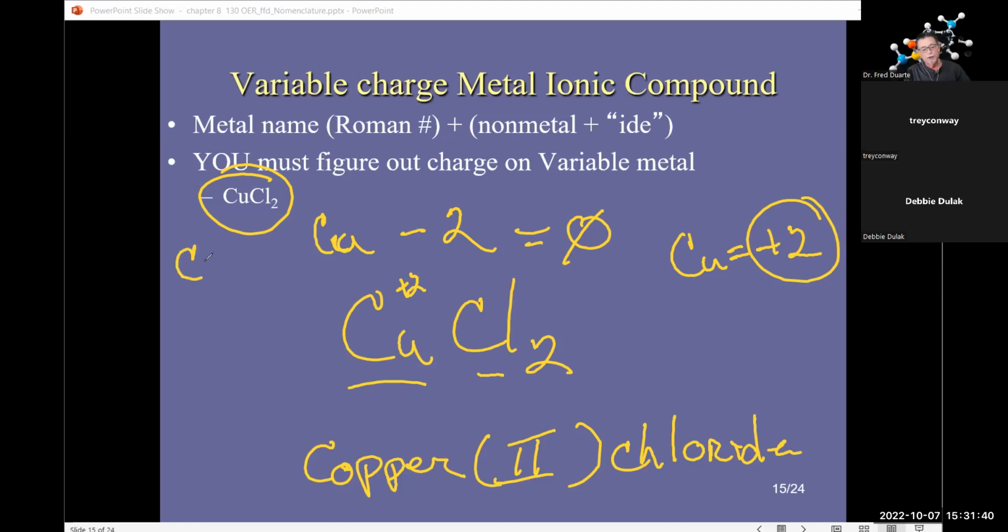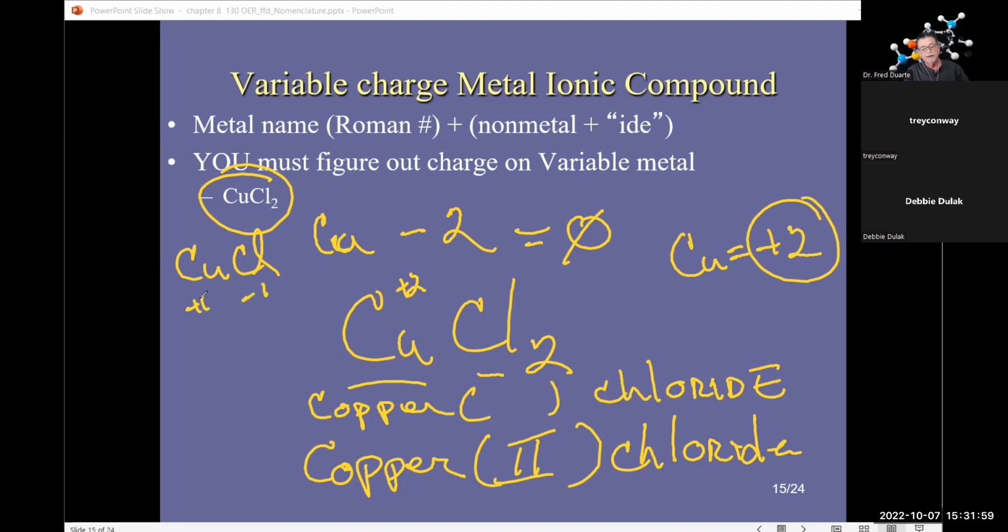If it were CuCl, okay, then that would have the same base name, copper chloride, but since I got a -1 for one chloride, that implies that copper must be a +1. So in this case, this will be copper Roman numeral 1 chloride, and this one would be copper Roman numeral 2 chloride. 2 completely different species.